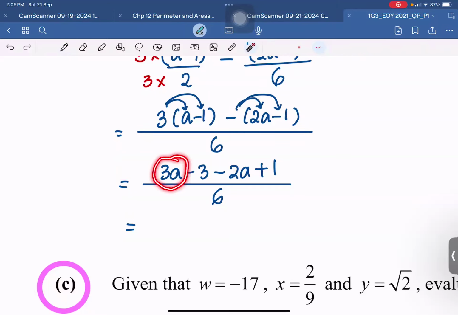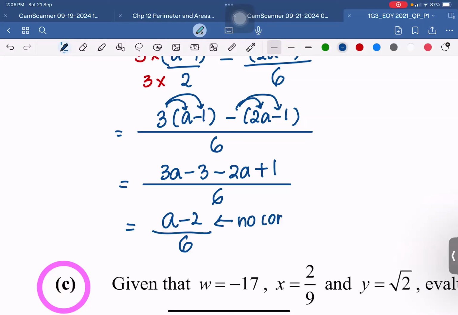Then we add our numerator, the like terms together. We'll get a. Then this is minus 3 plus 1, negative 2, not minus 4. Negative 2 over 6. Just to repeat again, we cannot cancel 2 and 6, okay? Cannot cancel. Why? Because there's no common factor between the numerator and denominator. No common factor, so cannot cancel away.